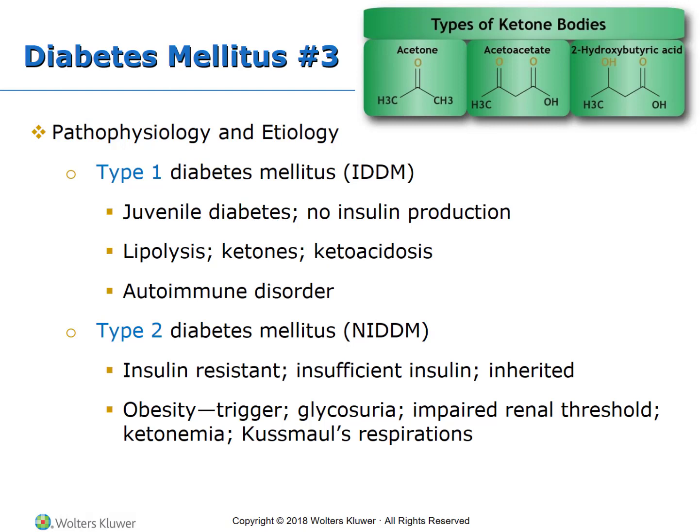So polydipsia, polyuria, polyphagia should be the three polys that you need to remember. Okay, so polydipsia is abnormal thirst, so really, really thirsty. Polyuria is frequent urination, and polyphagia is increased food intake.